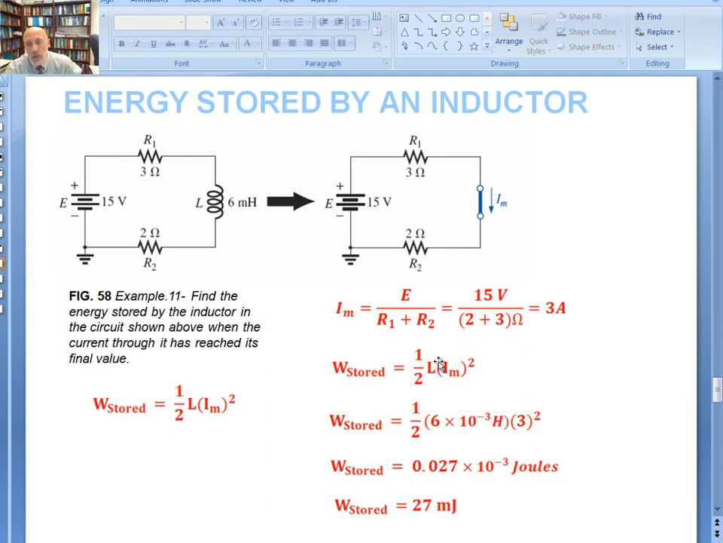So the stored energy would be equal to 1/2 L I sub m quantity squared. L in this case has to be in henries, and current has to be in amps. So it's 1/2 times 6 times 10 to the minus 3, and the current is 3 amps, so it'll be 3 times 3 squared. That gives you 0.027 joules, which is 27 millijoules.